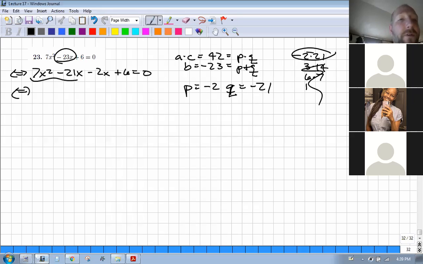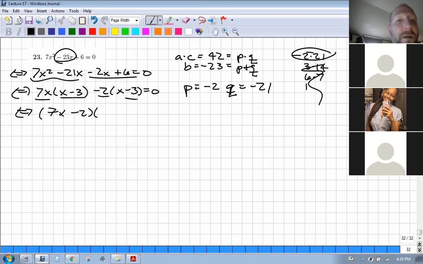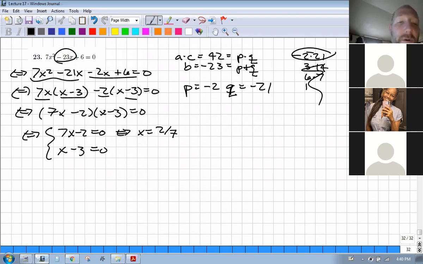So out of here, I'll pull out a 7x. So it gives me an x minus 3. Here I'll pull out a -2, which gives us another x minus 3. So I have a 7x and a -2, both times an x minus 3. So either 7x minus 2 is 0 or x minus 3 is 0. So either x is 2/7 or x is 3. There's number 23.